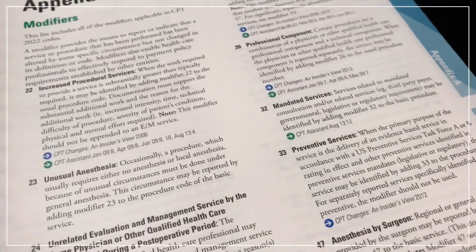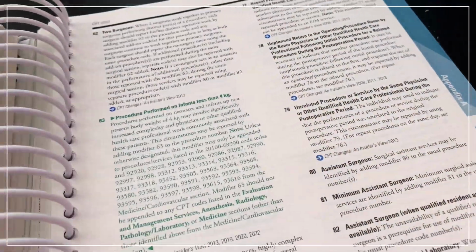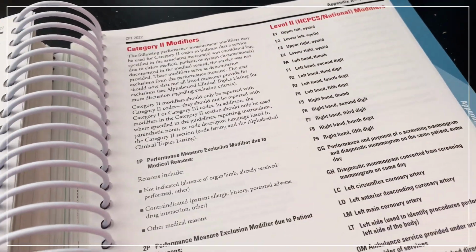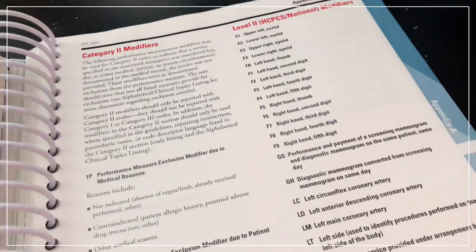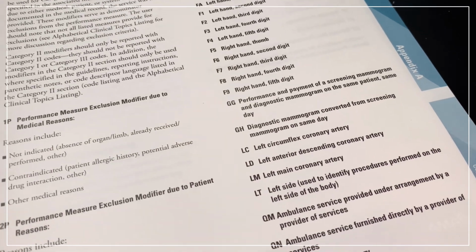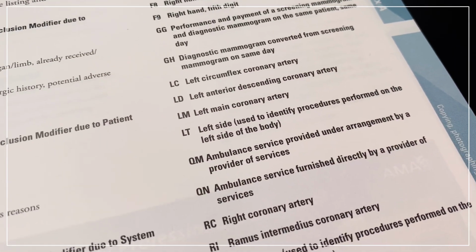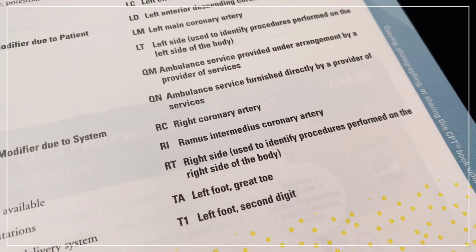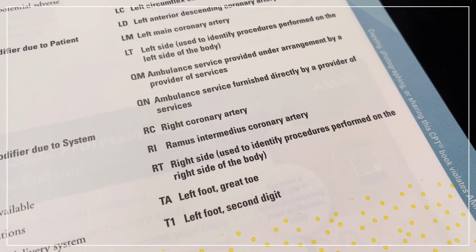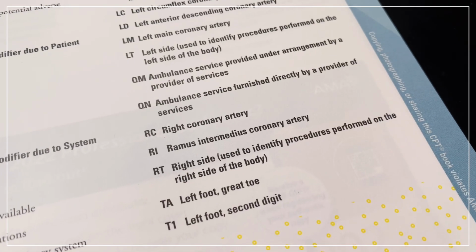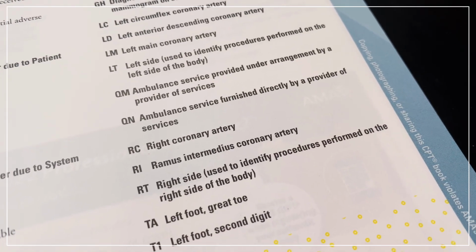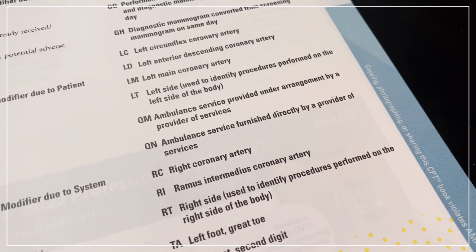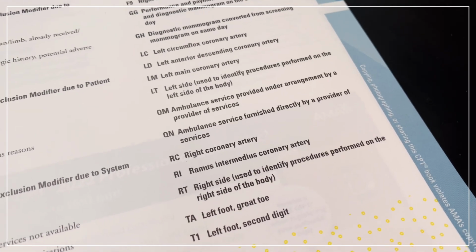And I think this book might have the LT and RT in here. Or that might be in the Hicks Picks book. Hang on, I saw an LT. Yep, LT, left side, used to identify procedures performed on the left side of the body, and then RT is the right side. So you usually don't have to report both, like you don't have to do LT 50 and then RT 50 on the other one. You usually can just do LT on one code and then RT on another code.